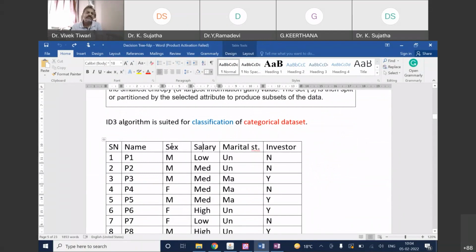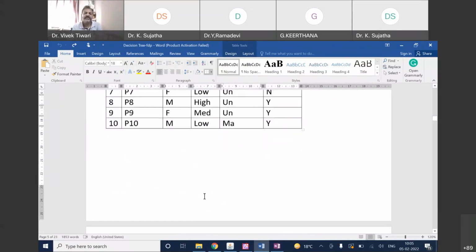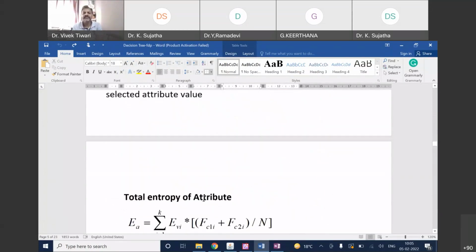Each and every attribute has different sub-labels. Sub-labels means gender has only two subcategories, male and female. Salary has three subcategories, low, medium, and high. Marital status has only two subcategories, married or unmarried. So when you calculate the entropy of a particular attribute, you must consider their subcategories, sub-labels also. Here you need to understand how to accommodate the sub-labels in the formula.